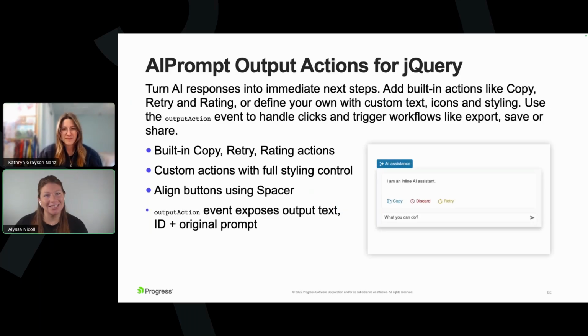AI prompt output actions for jQuery. This update lets you turn AI responses into actual actions your users can take right away. You can use built-in actions like copying or retrying an output, or define your own with custom icons and styles. The output action event gives you everything you need, the text, the ID, and the prompt. So you can plug in behaviors like export or share pretty easily.